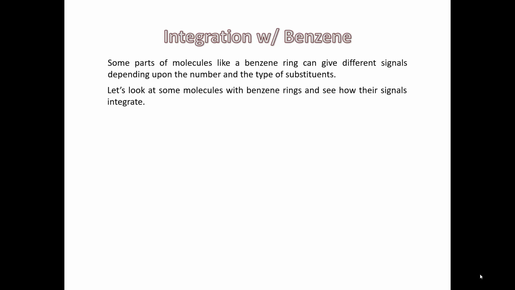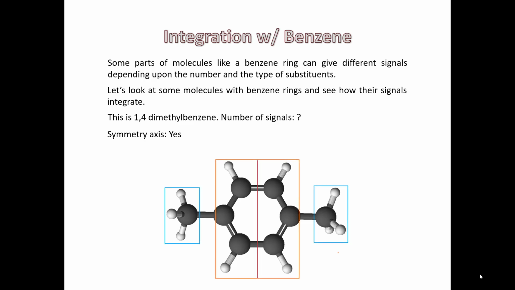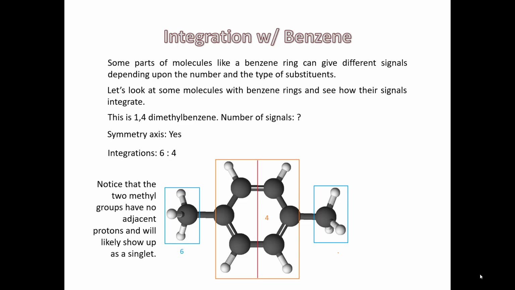So let's look at some spectra that have some benzene rings in them. Here's one. This is 1,4-dimethylbenzene. Total number of signals, we're not quite sure yet. Let's take a look. Is there a symmetry axis? Yes, actually there's two. So these two methyl peaks are going to be equivalent. All the protons on the benzene ring are equivalent. So we're going to get integrations of 6 to 4. Notice that the two methyl groups have no adjacent protons, and those will show up as a singlet. And the benzene ring protons each have one adjacent proton and will show up as a doublet like we saw just a minute ago.